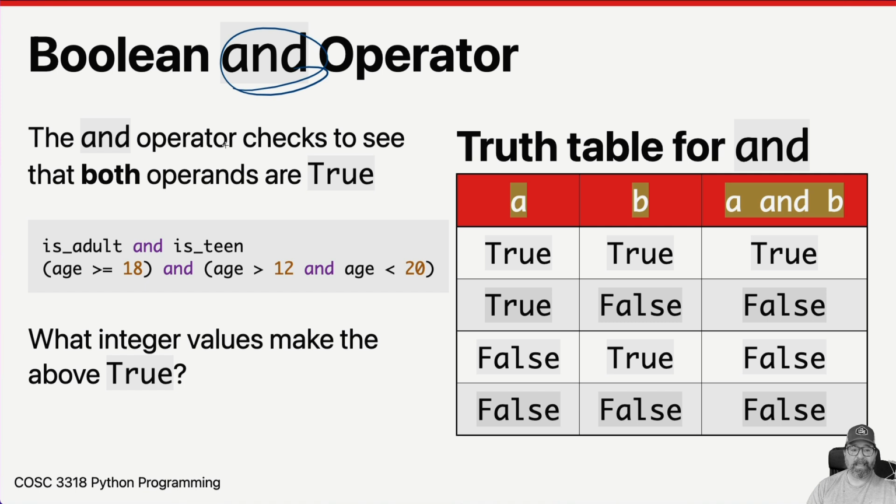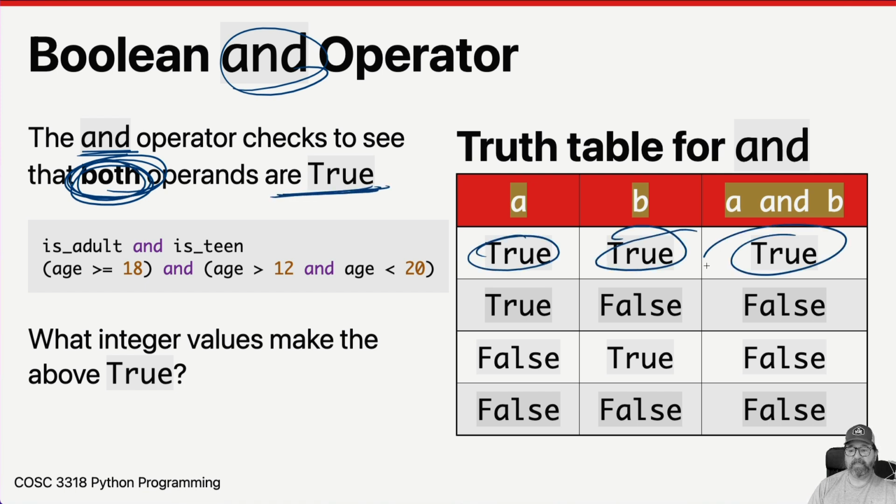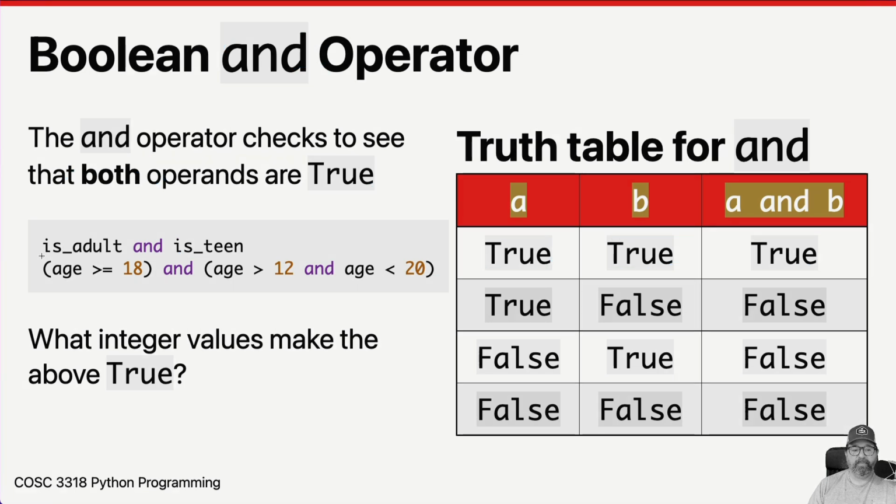So here's our Boolean and operator. Let's take a look at the definition. The and operator checks to see that both of the values are true. If they're both true, then the and is true, like we saw. Is teen is only true if age is greater than 12 and age is less than 20. Now, what happens if we want to test if somebody is an adult and they are a teen? So is adult and is teen. What integer values make that true? What integer values work so that is adult and is teen are both true? I'll give you a moment, pause the video and figure it out.